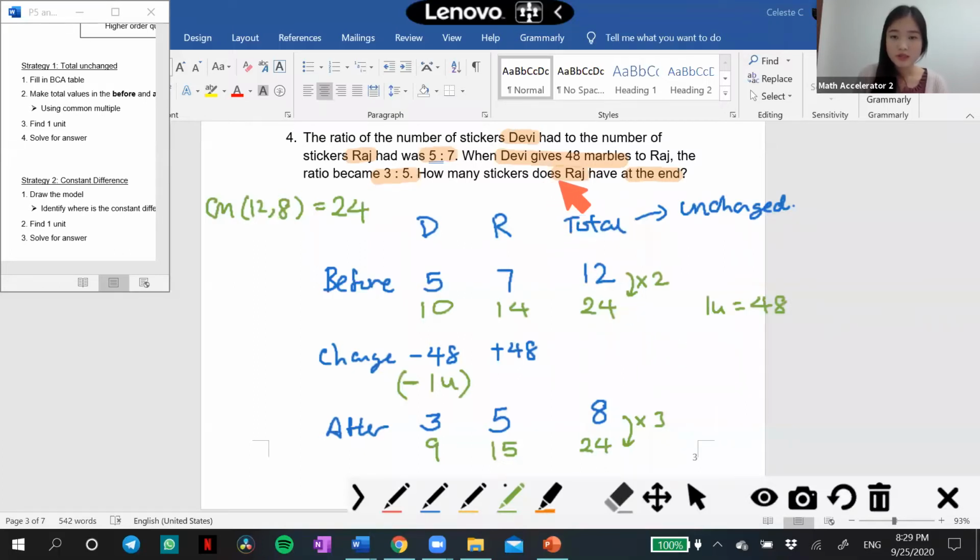How many stickers does Raj have at the end? So look at Raj, this column, and look at the end, here. Do I look at 5 or do I look at 15? Okay, good. Look at 15. Look at the equivalent one. If you times 5, wrong already. 3 times 15.